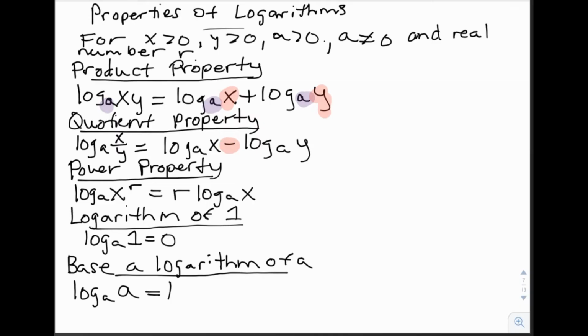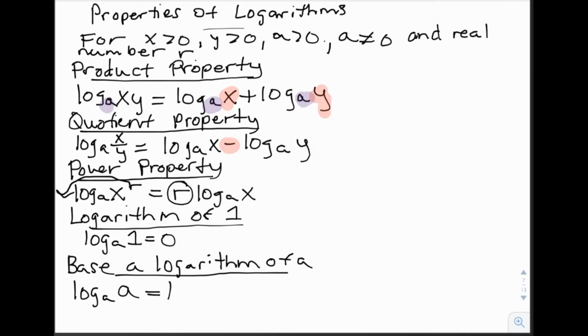So next we have our power property. So log base a of x raised to the r. What do we do? Well, basically we take that r and then we bring it down in front. So we take that r and bring it down in front, and that is where it goes.